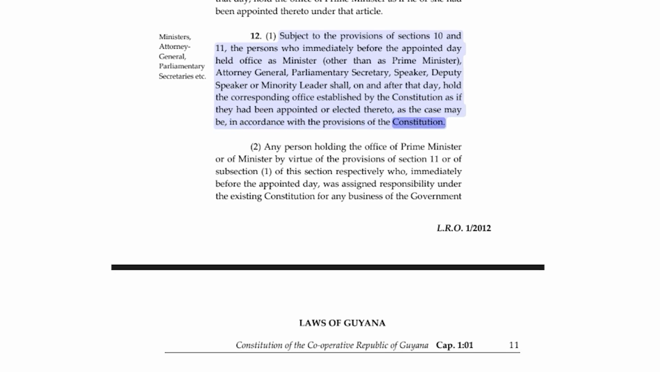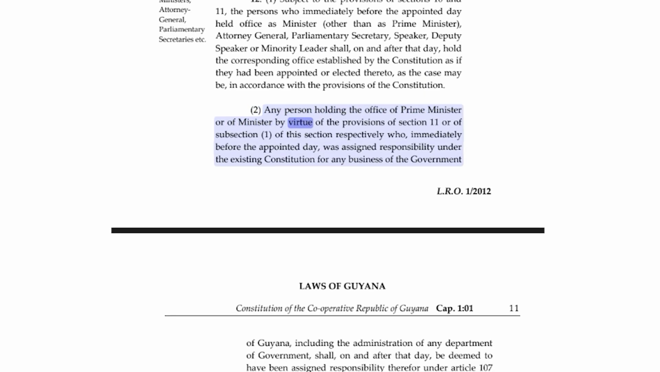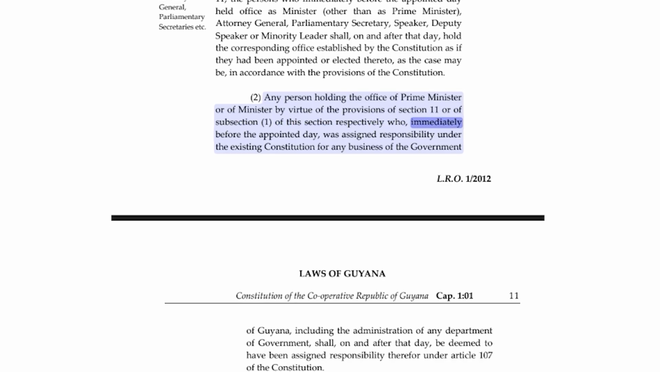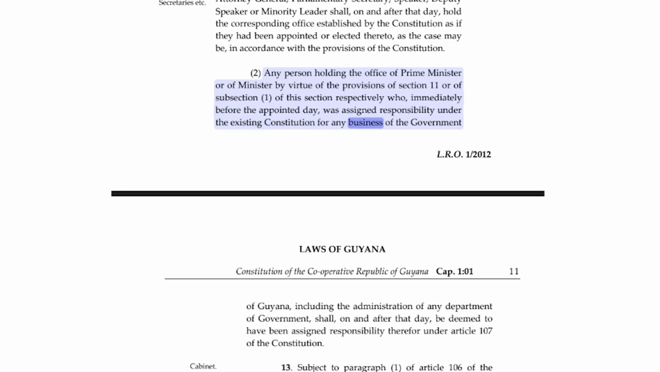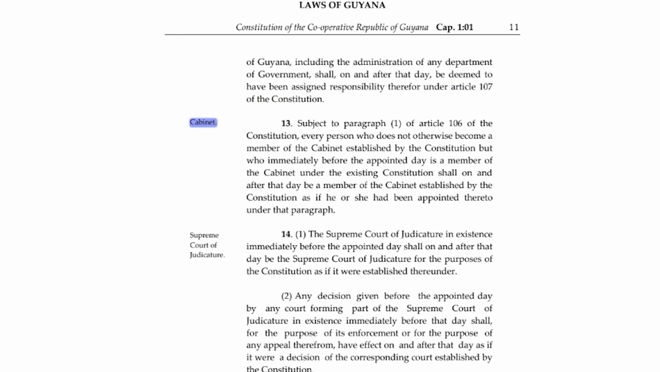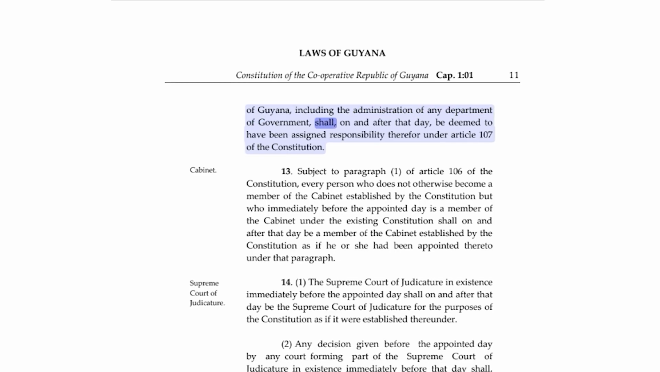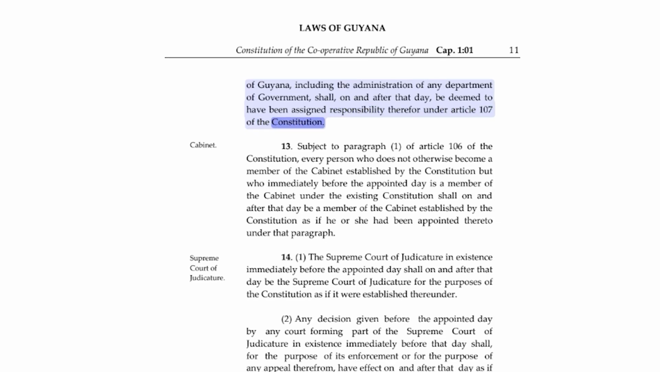2. Any person holding the office of Prime Minister or of Minister, by virtue of the provisions of Section 11 or of subsection 1 of this section respectively, who immediately before the appointed day was assigned responsibility under the existing Constitution for any business of the government of Guyana, including the administration of any department of government, shall, on and after that day, be deemed to have been assigned responsibility therefore under Article 107 of the Constitution.